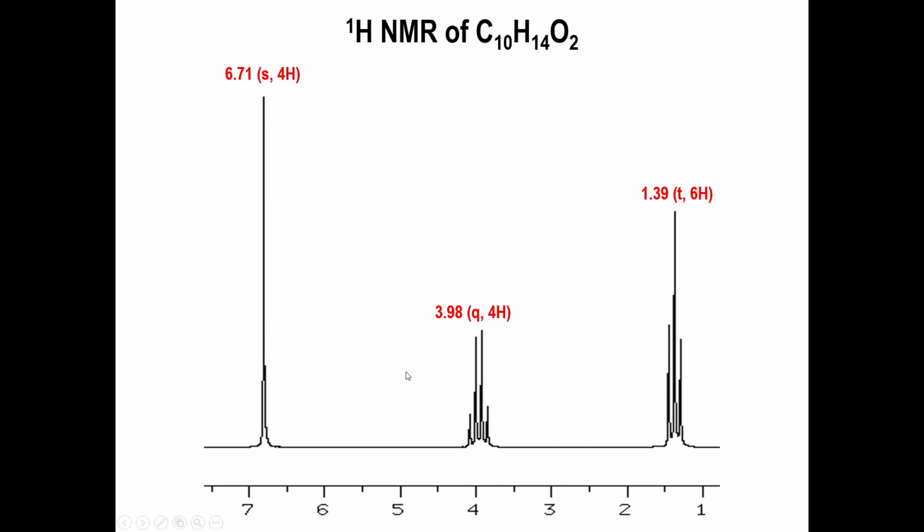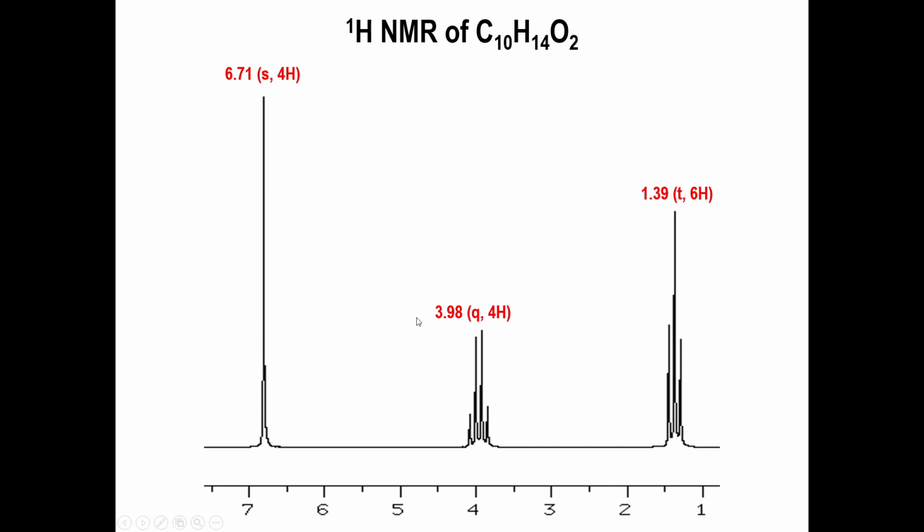Now, additionally, we have these other 2 proton peaks. One of them is a quartet, 4 hydrogens. One of them is a triplet, 6 hydrogens. This combo, if you look at the ratio, is a 2 to 3 ratio for the integrations.